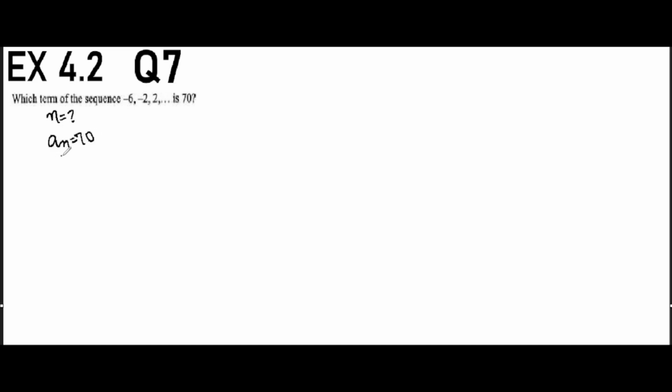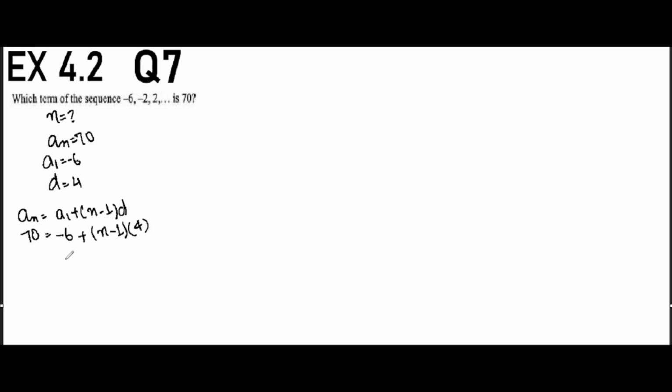Okay. We have an and we have to find n, and we have the first term which is a1 equals -6. We have the common difference which is 4. Now we have to find an. The formula for an is a1 plus (n minus 1) into d. Now an is 70 equals a1 which is -6 plus (n minus 1), n is unknown and we have to find it, and d is 4.